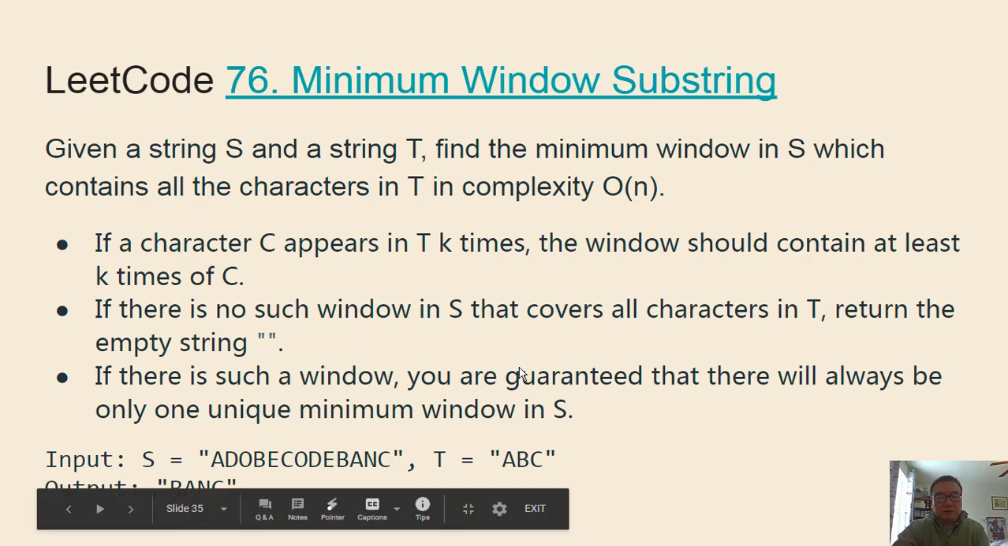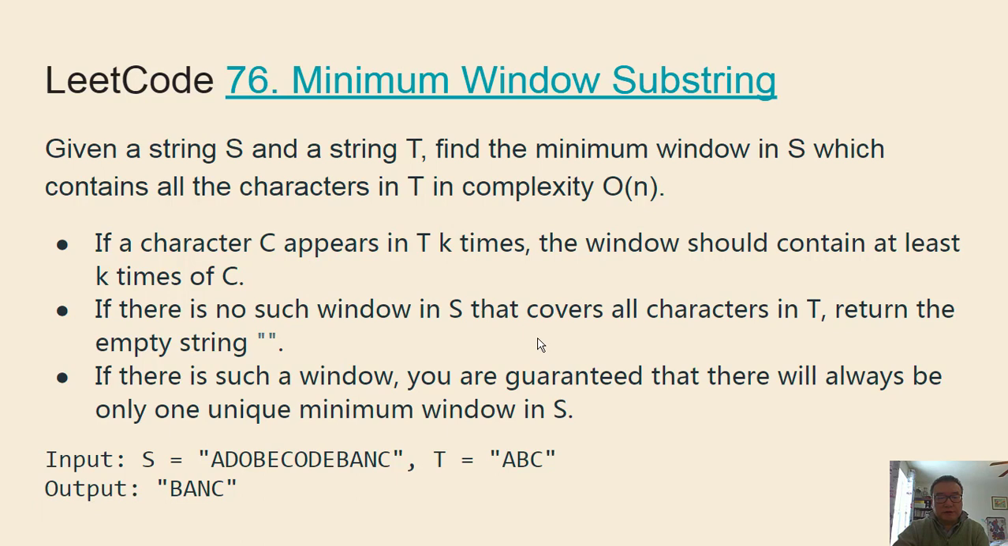Here's the example. Suppose S is this string and T is ABC. Then we want to find the window in S that includes 1 A, 1 B and 1 C, or at least that, and we want the shortest one. It turns out that for this particular instance, the smallest window is the last four characters, B, A, and C, so length 4, and it covers the characters we need.